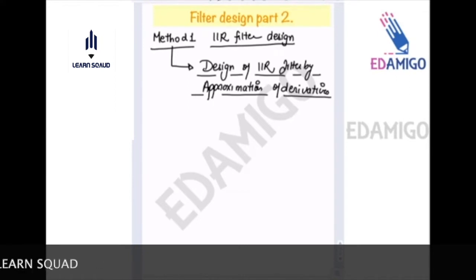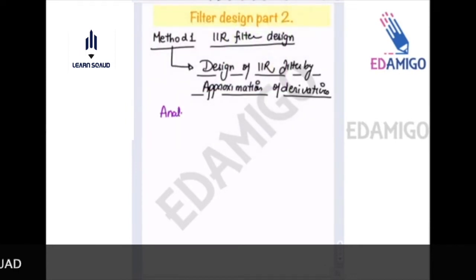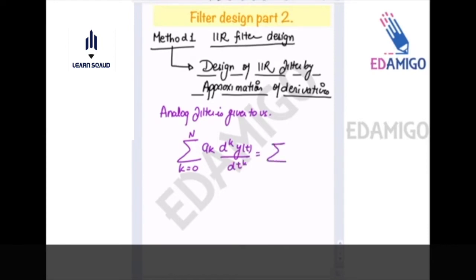Okay. So let us first start with an analog filter is given. So an analog filter is given to us, and it is defined by k equal to 0 to capital N AK.